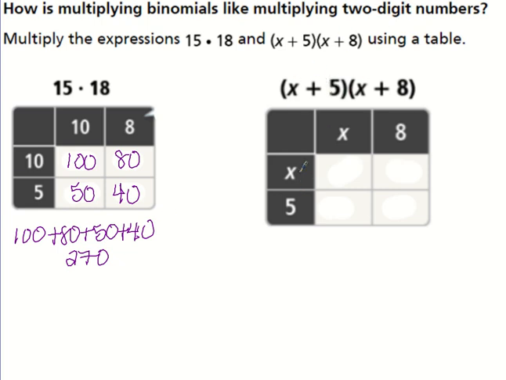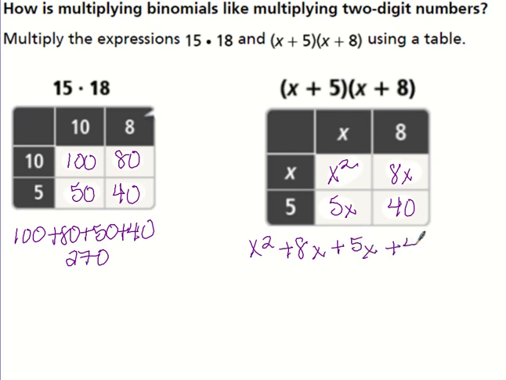And so we set it up the same way, x and 5, x and 8, and I do the same thing. X times x is x squared. X times 8 is 8x. X times 5 is 5x. And 8 times 5 is 40. And I do the same thing. X squared plus 8x plus 5x plus 40.